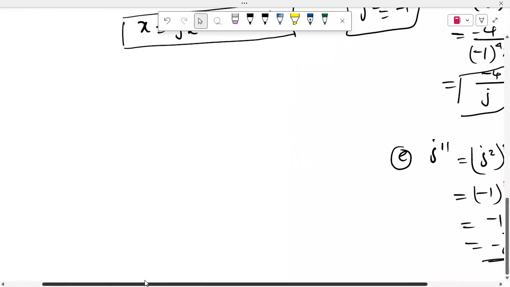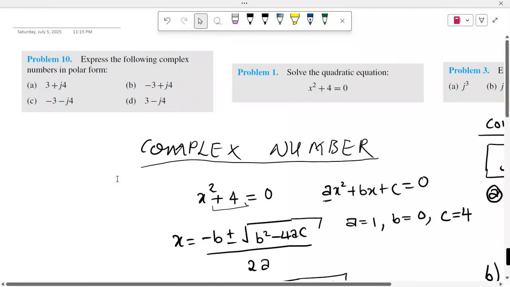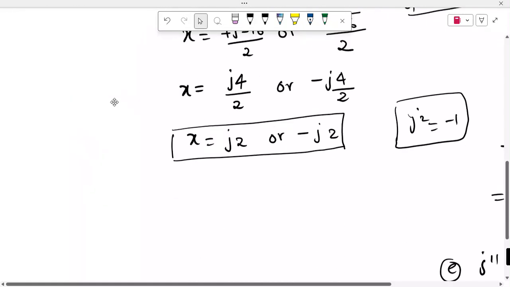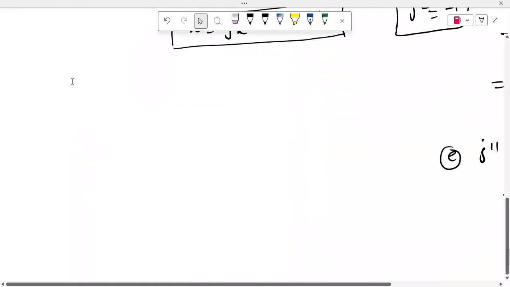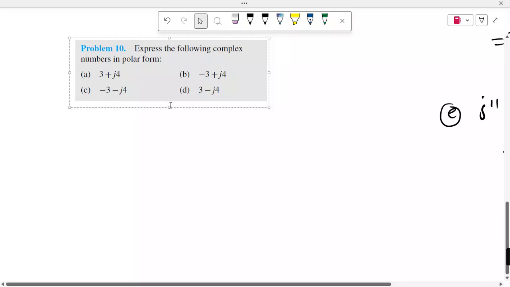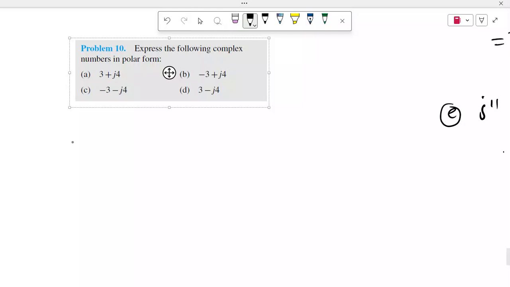So now we go to the most interesting thing. We go to problem 10. It's quite interesting. So problem 10 is about expressing in polar form. So first of all, let's try to understand the way we represent it.